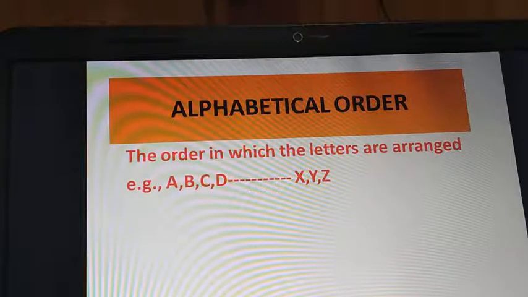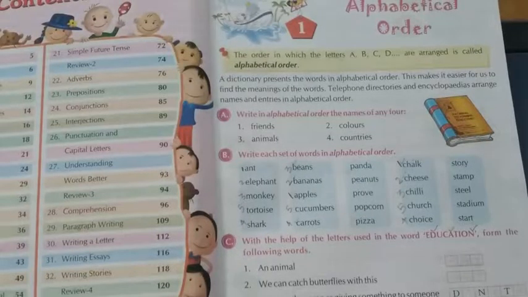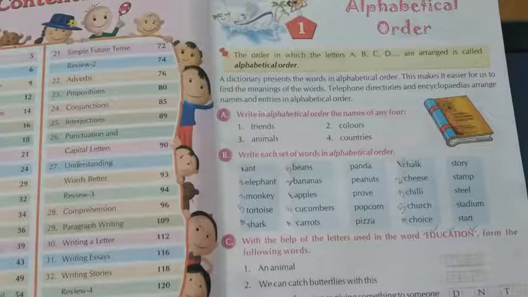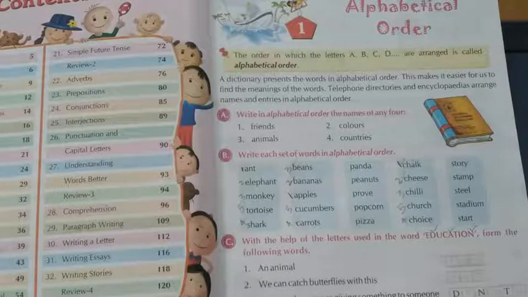Now, this alphabetical order is very important for us. If we look at our dictionaries, the words in a dictionary are arranged in alphabetical order. Why is it so? Because it becomes quite easier for us to find a word in any dictionary. If the words are not arranged in alphabetical order, it will become quite tough for us to find a word. In fact, it will take months together for us to find a word if the words are not arranged in a dictionary in alphabetical order.